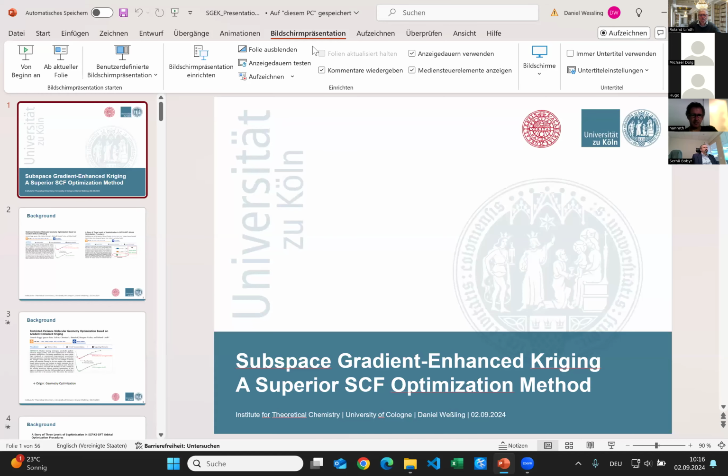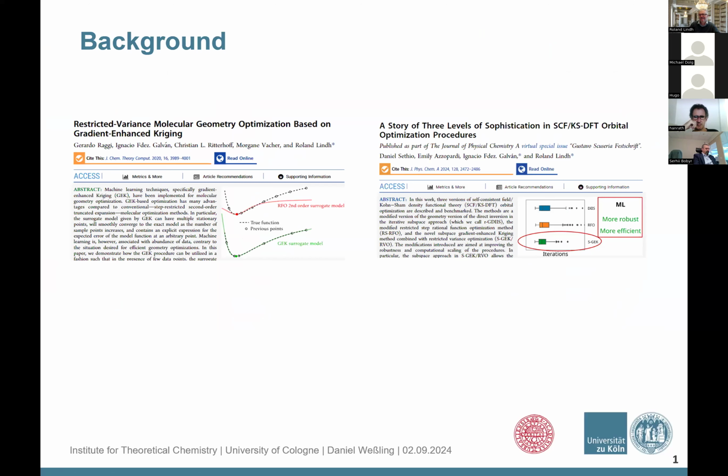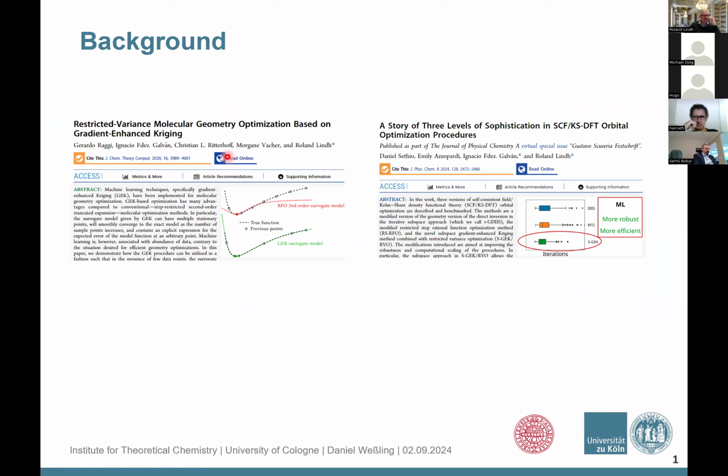Yes. And with that, I'm going to share my screen with you. So let's start with that. All right. So welcome also from my part to this little presentation about subspace gradient enhanced Kriging. I titled it a superior SCF optimization method, and let's see about that. So first, a bit of background. I hope you can see my cursor. Maybe I can do it with the laser pointer. Yes, right here. We can see it.